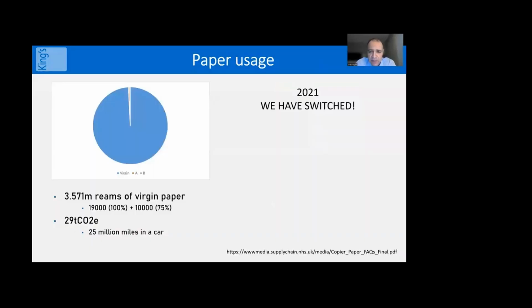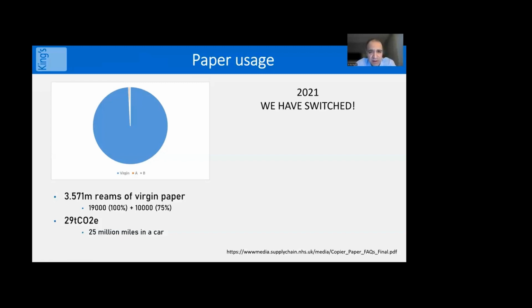Next up is paper. We use a lot of paper in our processes. This pie chart, this rather comical pie chart, is meant to represent the amount of paper that was coming from recycled sources in the NHS pre-2021. The vast majority was not recycled.